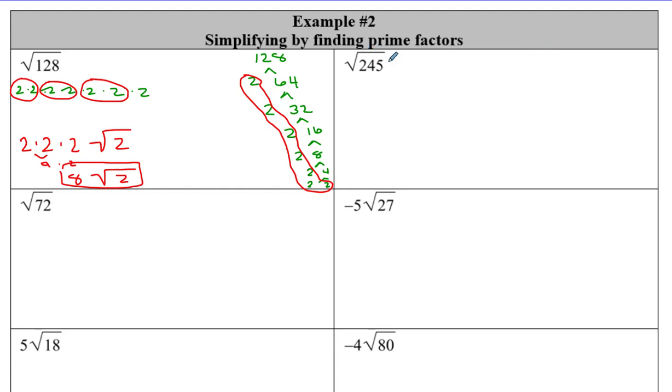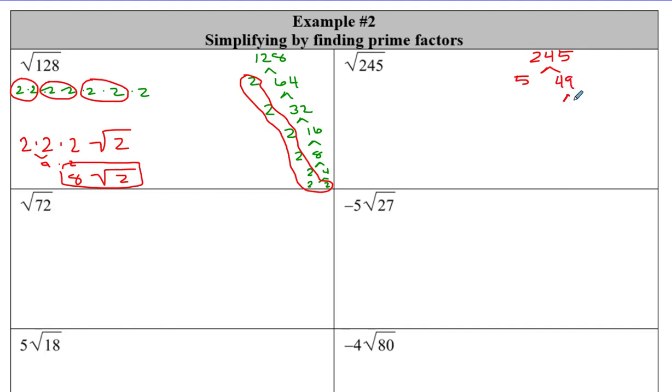Alright, so let's try the second one here. We have 245. This is going to be a big one to factor tree. Alright, so I want to divide this by 5. Right, 5 is my lowest. So 245 divided by 5 is going to give me 49.